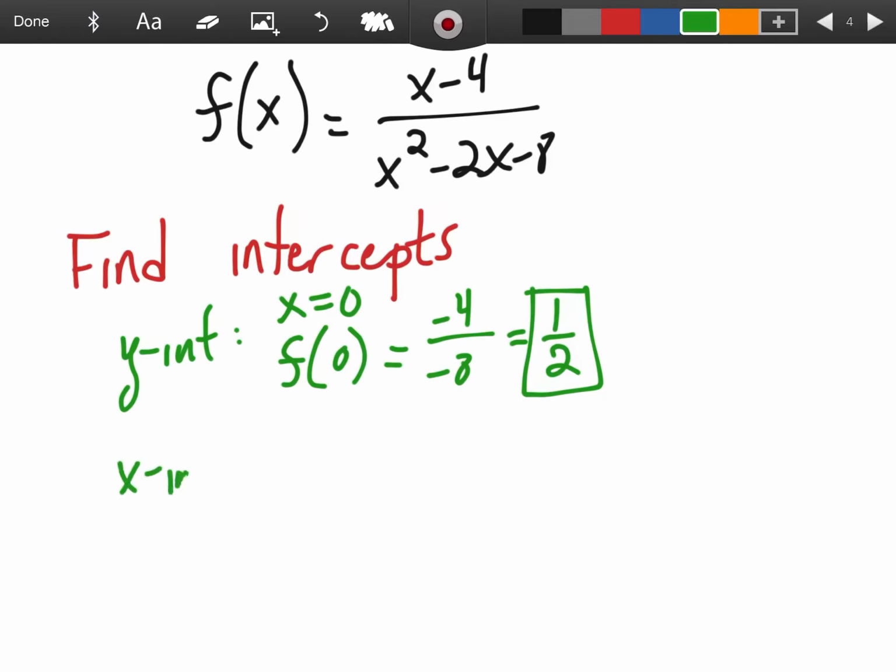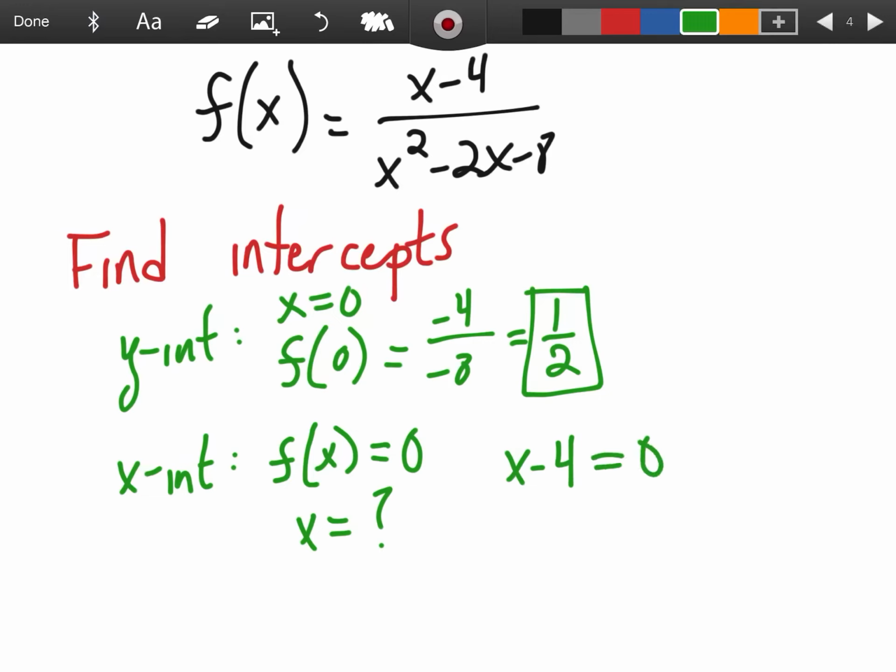Now, what about my x-intercept? My x-intercept occurs whenever the function is equal to 0. So, let's think. This is a fraction. My question is, for what x values is f of x equal to 0? Think of fractions. When's a fraction equal to 0? Whenever the numerator is equal to 0. So all you really need to do is take the numerator and set it equal to 0. So I say x minus 4 equals 0, and I get x equals 4.